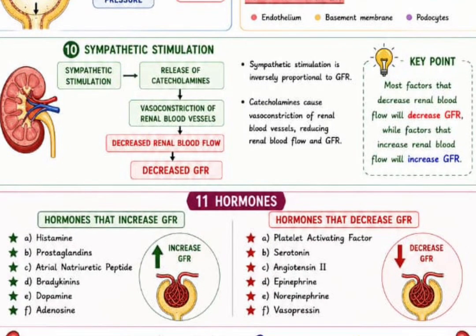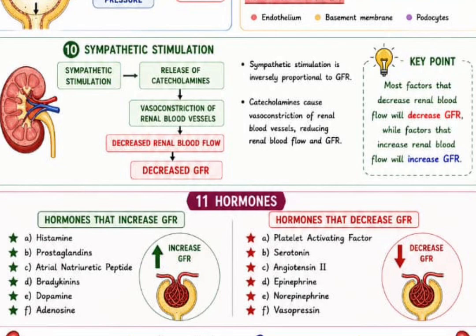Sympathetic stimulation. So what does sympathetic stimulation do? When you increase sympathetic stimulation, what happens? The body releases what? Catecholamines. So when you increase catecholamines, especially epinephrine and norepinephrine, what happens? It will bind to alpha 1 and what? Alpha 2. It will bind to alpha 1, alpha 2, beta 1. It will bind to alpha and beta receptors.